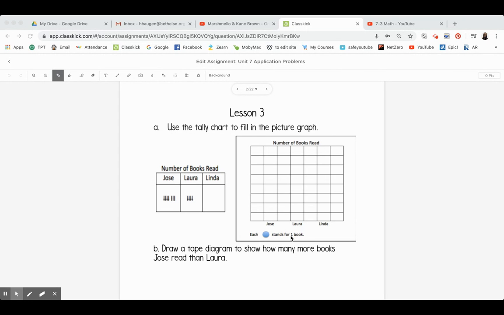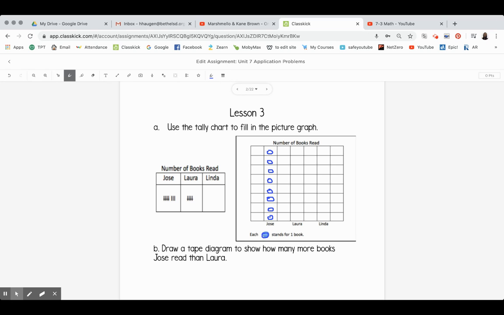Now yours can be black, that's okay because you have your pencil. I will use a blue pen just to help with the visual. So when we look at Jose, we can see we're drawing Jose's column right here. Jose has 5, 6, 7, 8 books read. So we're going to draw 8 circles for Jose. 3, 4, 5. Go ahead and do this in your math packet, please. So there's Jose's books. So each circle that I'm drawing stands for one book.